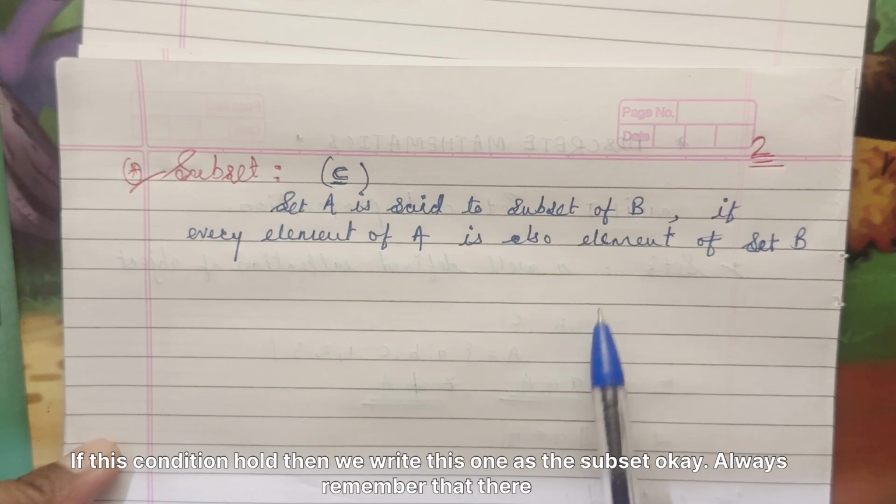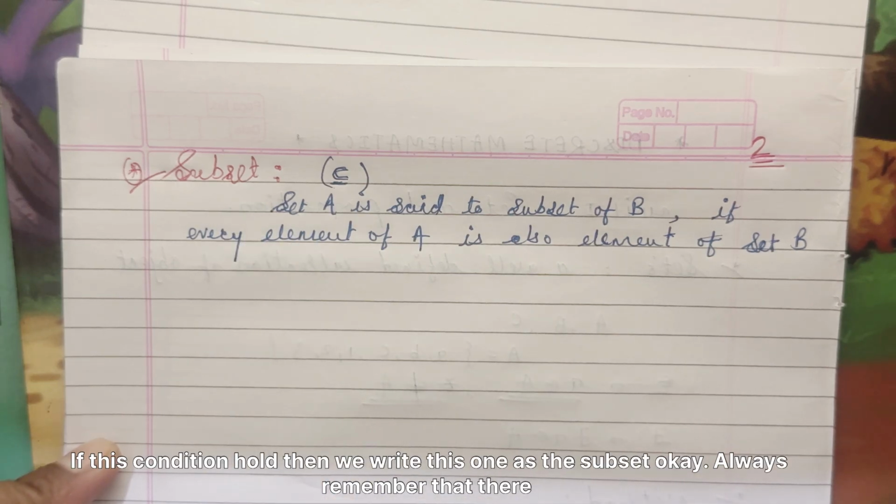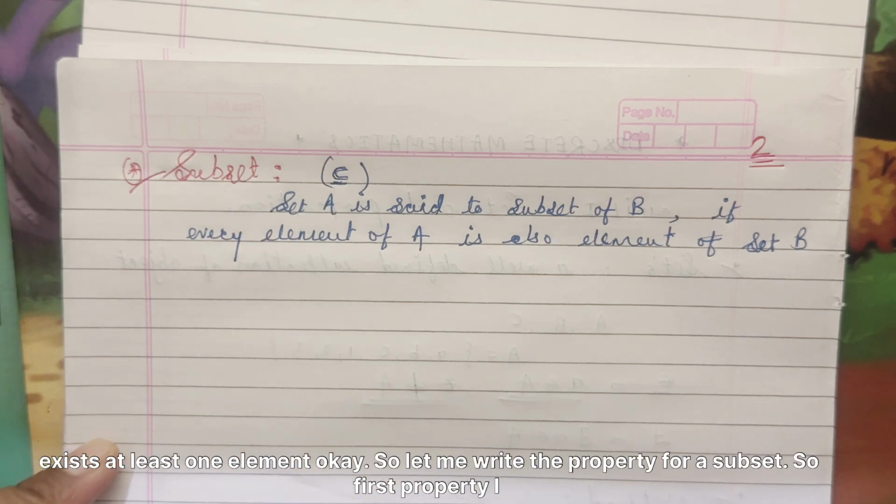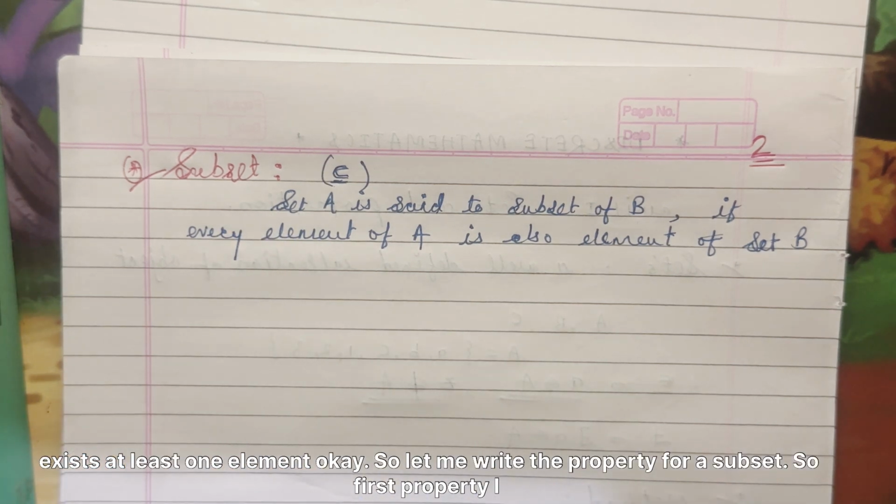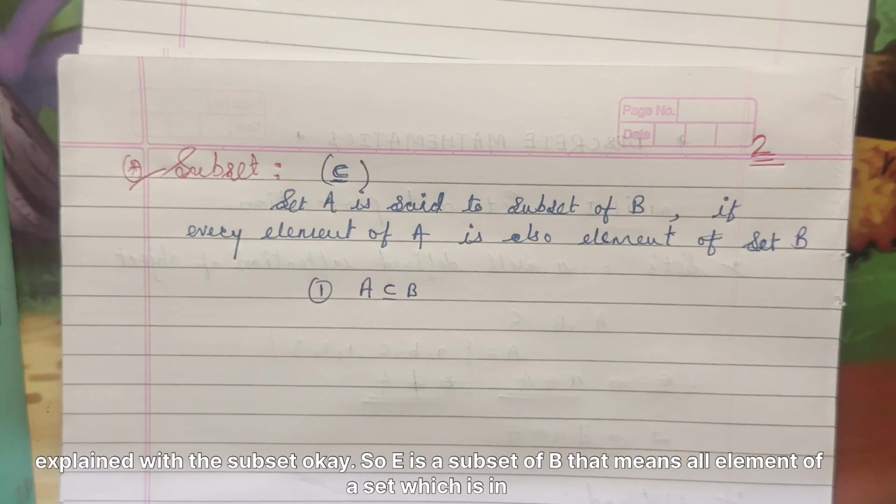Okay, if this condition holds, then we write this as the subset. Always remember that there exists at least one element. So let me write the property for subset. The first property I will explain with the subset.